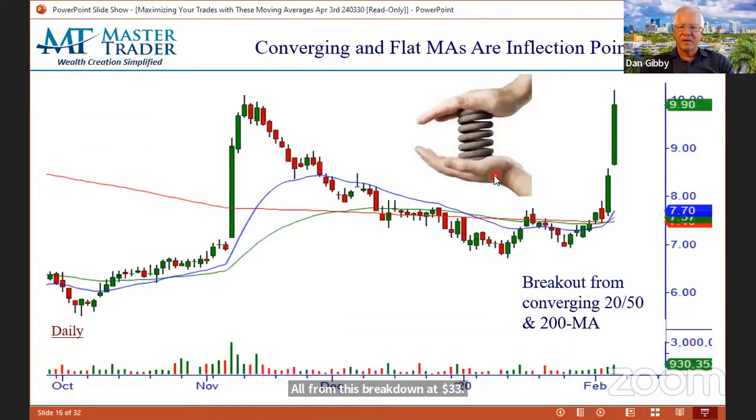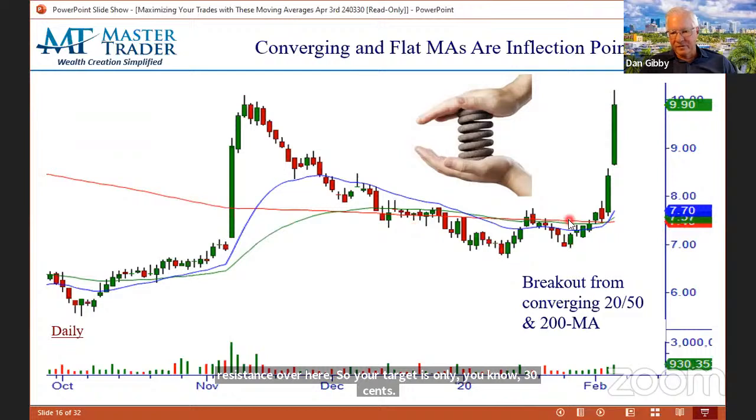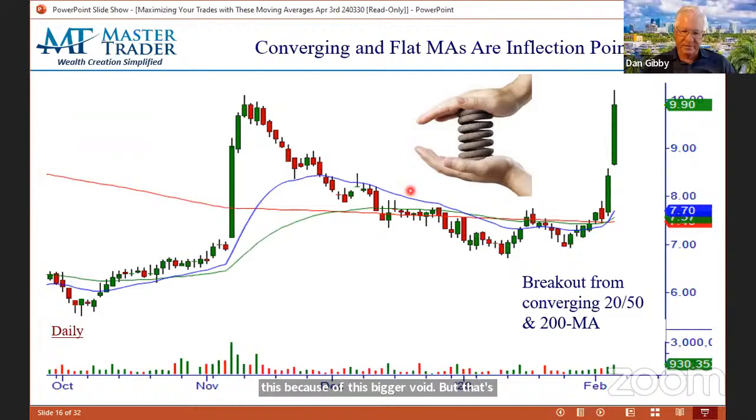Here's a spring being wound, all of these convergings. Our entry was over the red bar, a red bar ignored continuation breakout. Here's a beautiful example of my price void, because of this multi-month consolidation. This is another subject we're not getting into. Many people would say, yeah, but Dan, look at this resistance over here, so your target is only 30 cents. And we're like, no, this pattern is going to blast through this because of this bigger void. But that's a different subject.